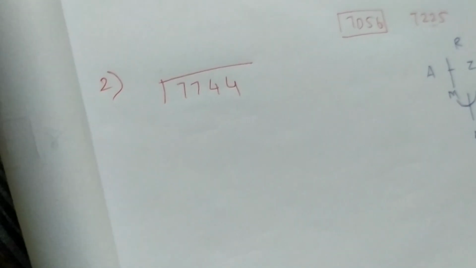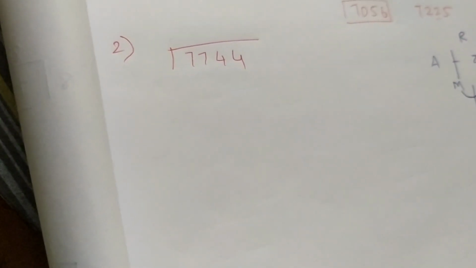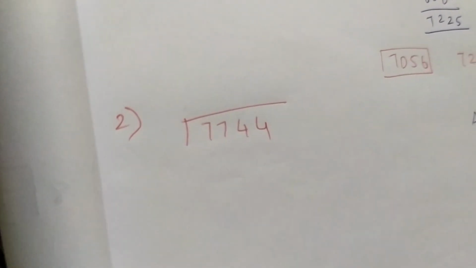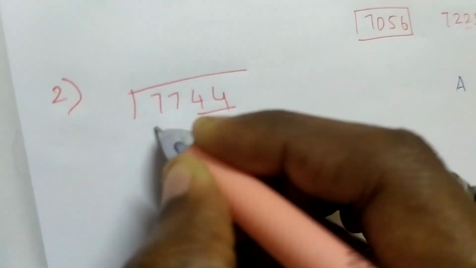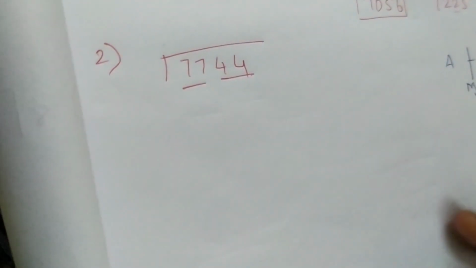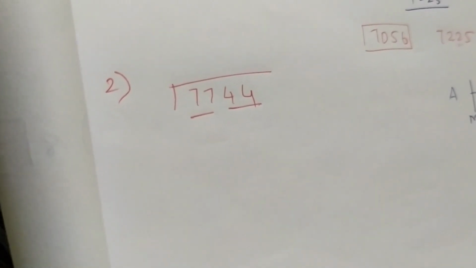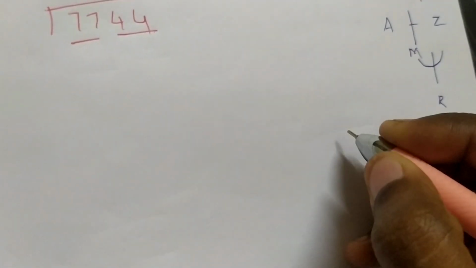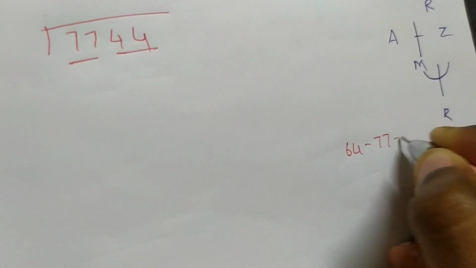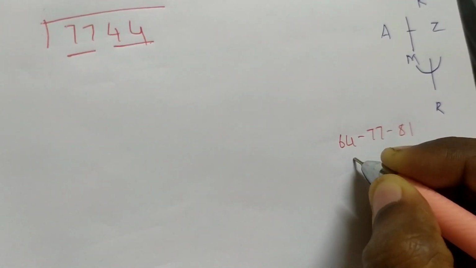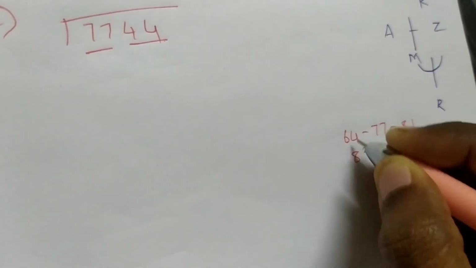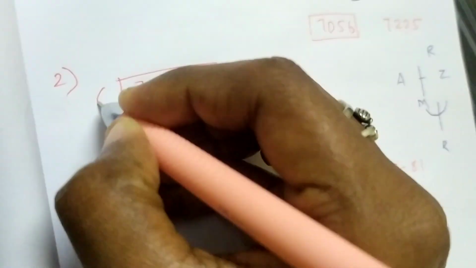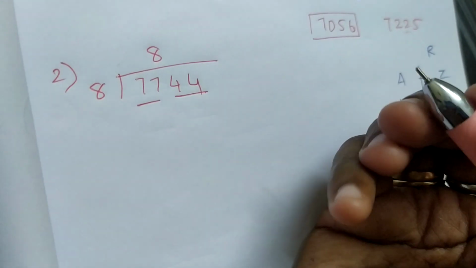7744. Okay. So in this problem, the first thing you have to do is split it into two-digit numbers like 44, 77. So 77 lies between what? See, 77 lies between 64 and 81, right? So you have to consider this 8 square only. 64 is what? 8 square. So put one 8 here, put one 8 here.